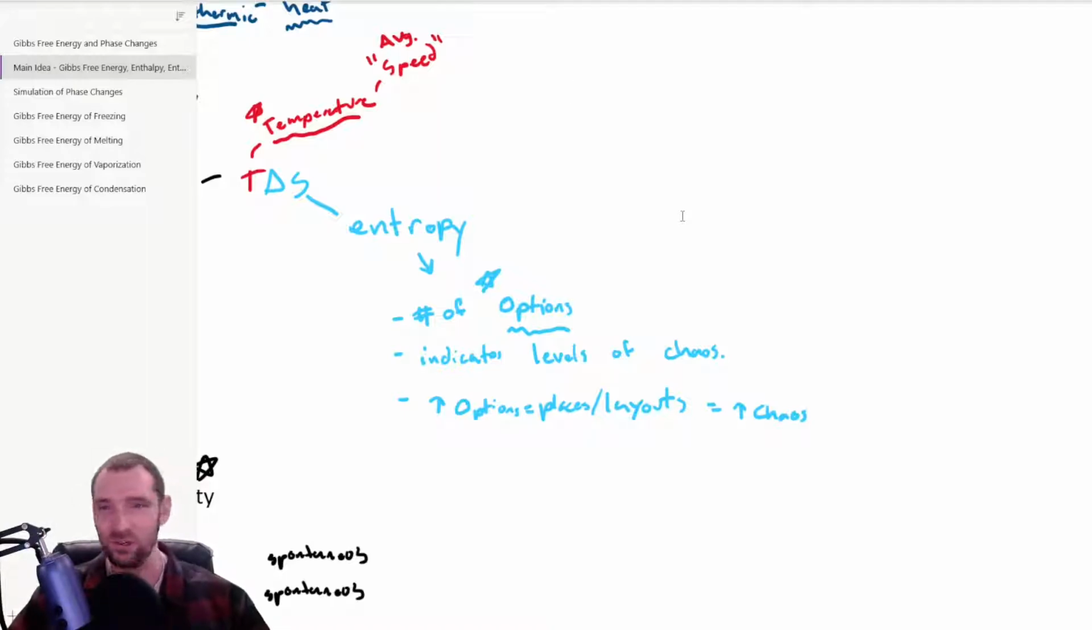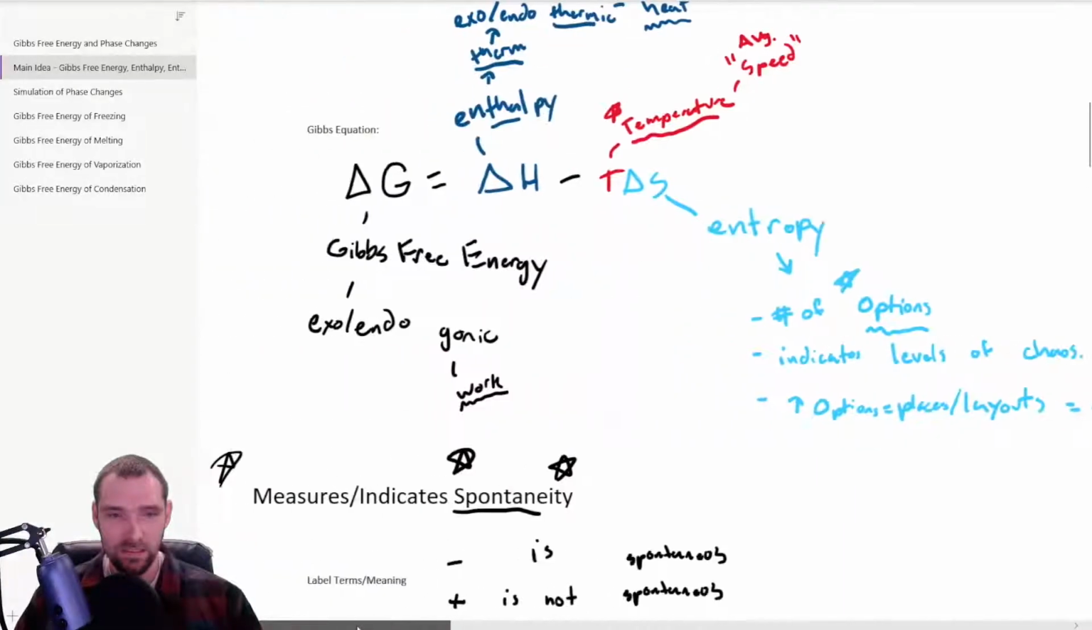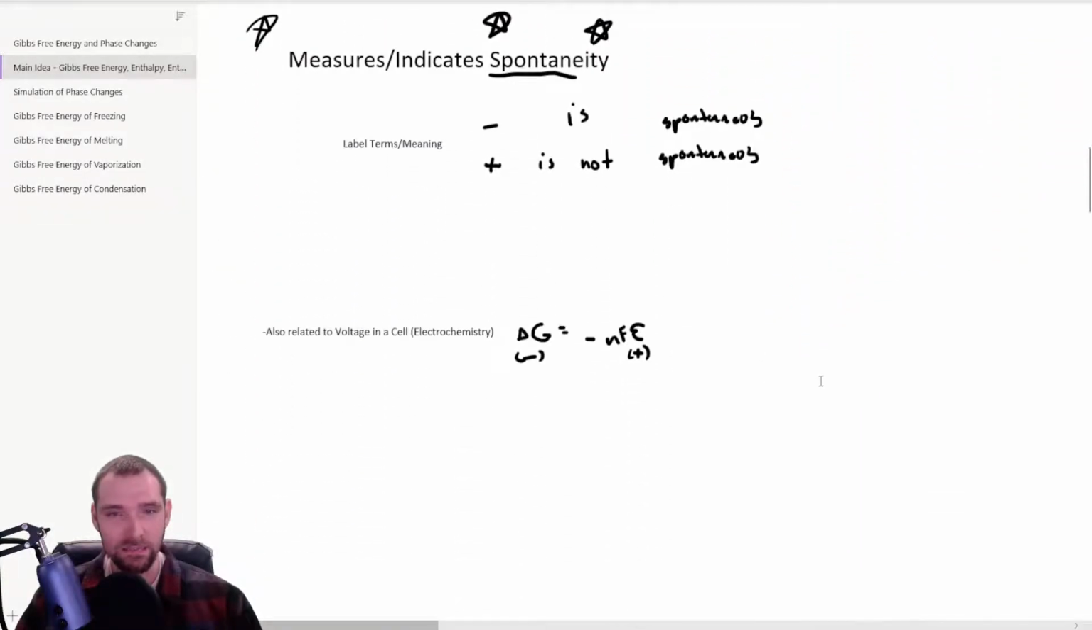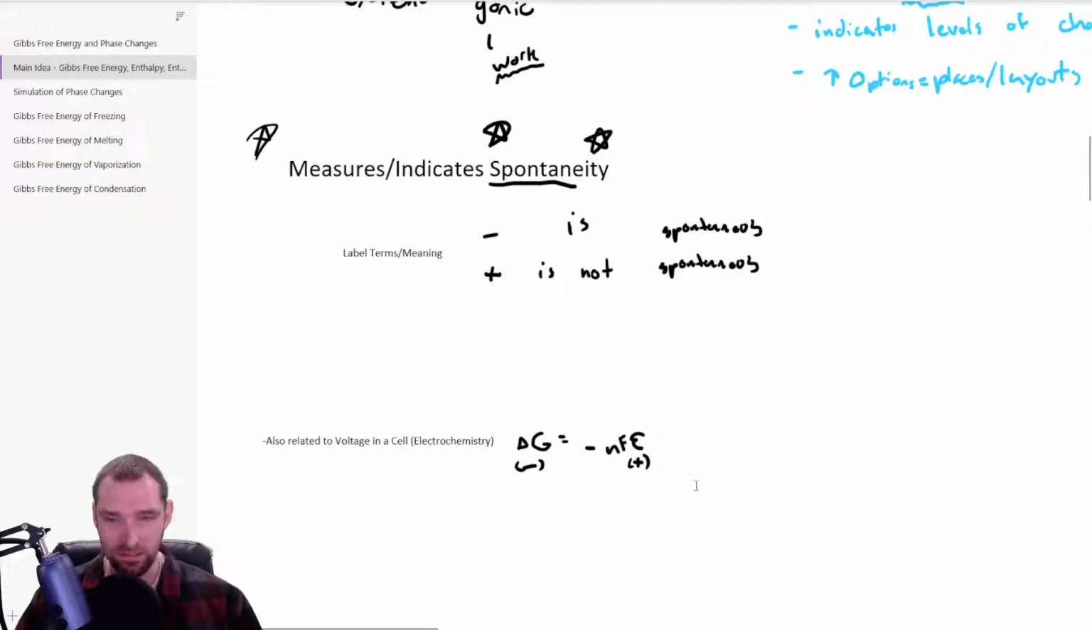It's harder to know where something's going to be. It's harder to make those predictions. So if there's more options, there's more entropy. So if there's more places or layouts for things to be arranged in, that's going to be an increase in that S value.